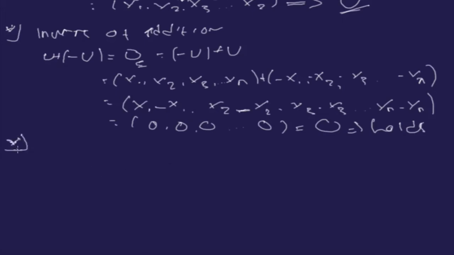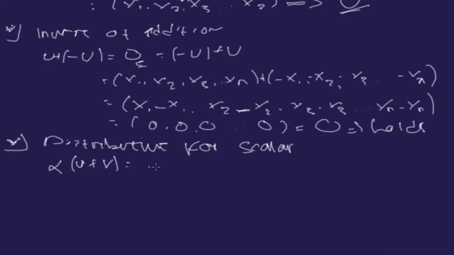Other properties. The other property is distributive for scalar. Distributive for scalar. Here the property says that if you have alpha times (u plus v), it will be alpha u plus alpha v.